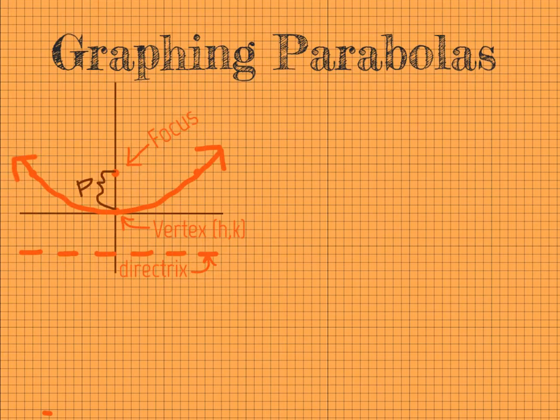Now the distance that goes from the vertex to the focus, we're going to use a p for that distance. And the directrix is the exact same distance in the opposite direction. So I'm going to put a negative p on that distance just to show that the p is going up and the negative p is going down. But they are the same amount, the same distance.